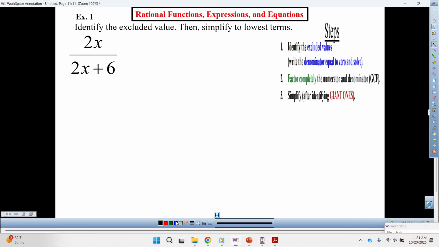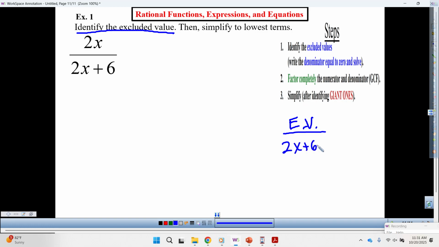Step 1. First thing I want us to find is the excluded value. I'm going to use blue for that. And I'm going to write over here on the side EV. I want you to write EV in blue if you have it. Tell your neighbor what EV stands for. Some of you said electric vehicle. Excluded value. What do we do to find the excluded value, Mr. Q? We take the denominator, set it equal to 0, and solve. So what is my denominator? 2x plus 6. Set that equal to 0, and solve it.